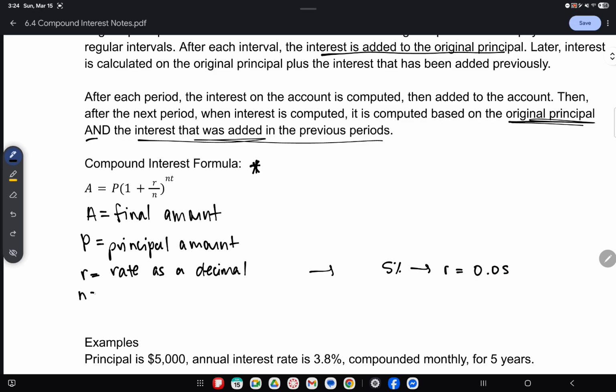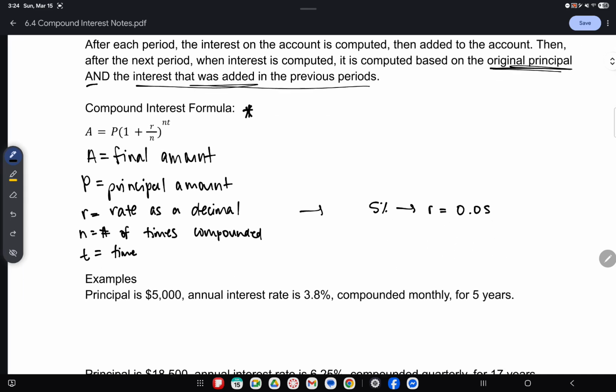And then N, that's our new variable here. It's going to stand for the number of times it's compounded. It could be yearly, monthly, bi-weekly. I'm trying to think of some other things. And then T is going to stand for time.